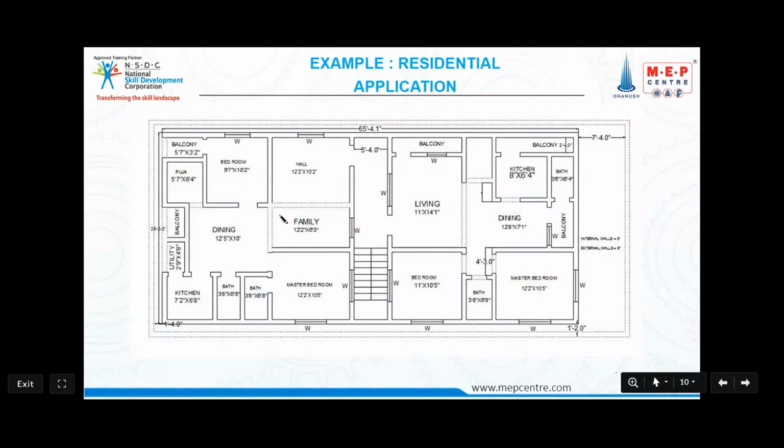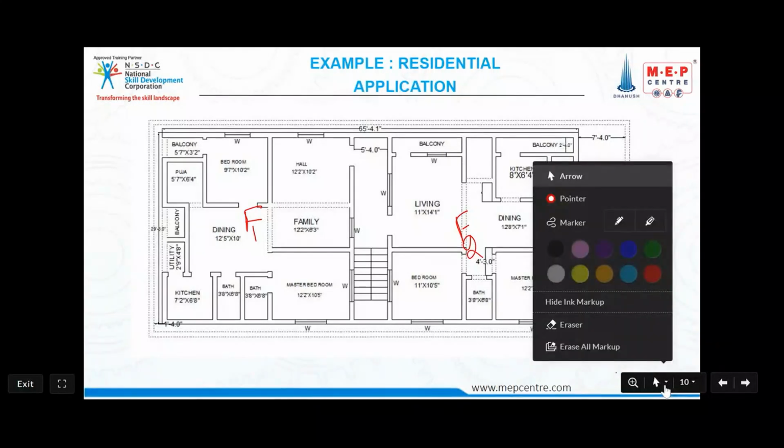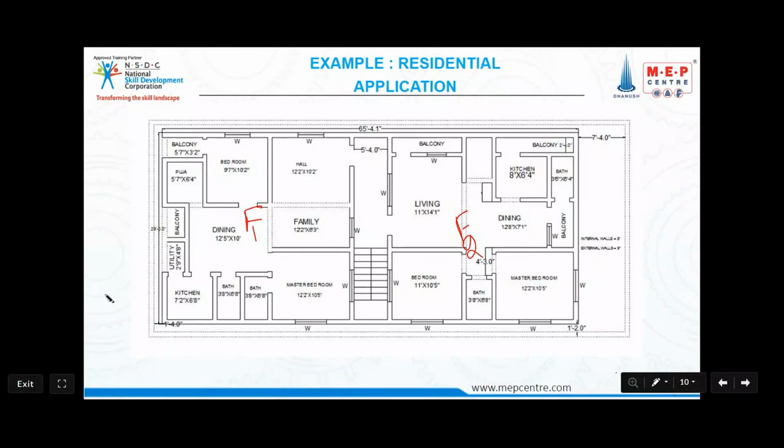Okay, so this is the project. It is flat one, and this is flat two. Okay, one is flat one and one is flat two. Now it is in second floor.